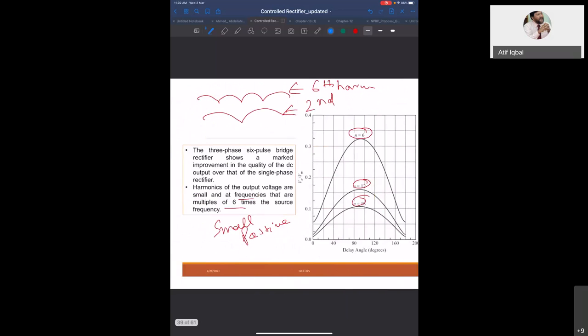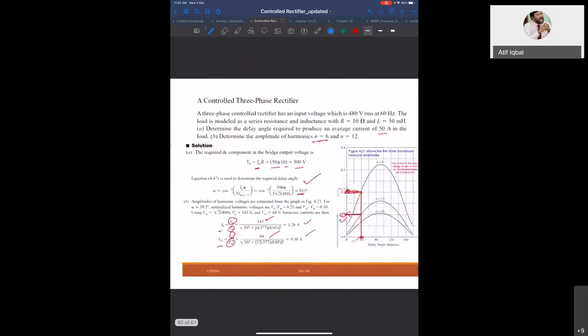So now, this is an example for the bridge rectifier. It says that a three-phase controlled rectifier has an input voltage of 480 volt. The load is modeled as a series RL. Determine the delay angle required to produce an average current of 50 ampere in the load. For an average current of 50 ampere, the average or DC voltage will be 500 volt. From here, we can find the value of alpha. Alpha comes out at 39.5 degrees.